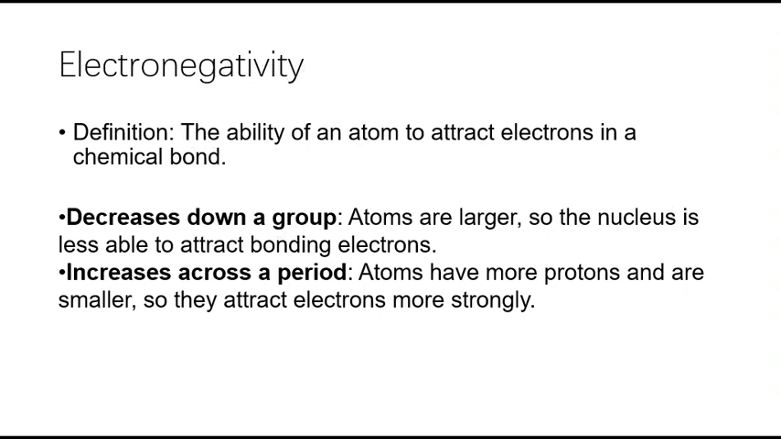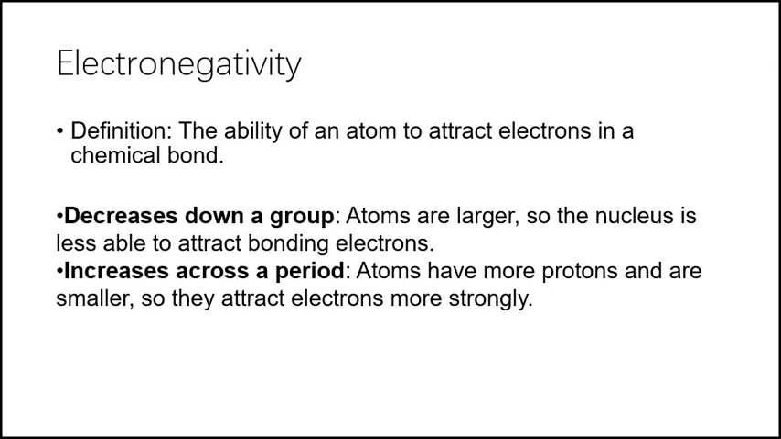Electronegativity is the ability of an atom to attract electrons in a chemical bond. And to save a little bit of time, let me just show you the trend for electronegativity. And you can just do a little bit of research on this part if you like. Electronegativity decreases down a group because when atoms get larger, the attractive force decreases, and therefore the nucleus is less able to attract the bonding electrons. And electronegativity increases across a period because when atoms have more protons and are smaller, they can attract electrons more strongly.